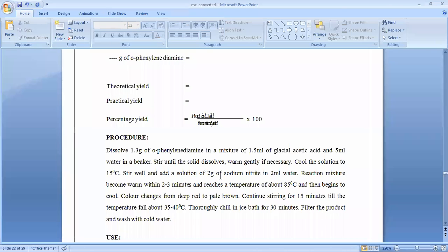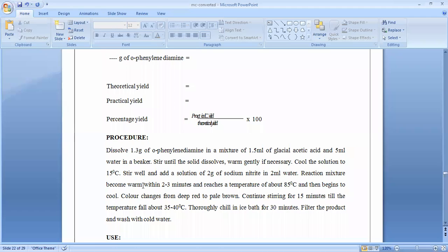Add a solution of 2 gram of sodium nitrite in 2 ml of water. The reaction mixture will become warm within 2 to 3 minutes and reach a temperature of about 85 degrees centigrade, and then begins to cool. So when we have added 2 gram of sodium nitrite in 2 ml of water, heat the reaction mixture for 2 to 3 minutes till it reaches 85 degrees centigrade. And after 85 degrees centigrade, we are going to cool this reaction mixture.